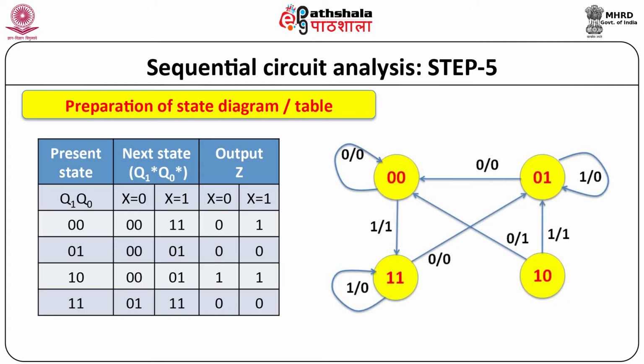Preparation of state table / state diagram. Identify all possible states of the state machine according to the number of state variables. Some of the states might be don't care or absent. Using the next state equations, construct the transition table. Excitation table for any sequential circuit is same as its transition table.